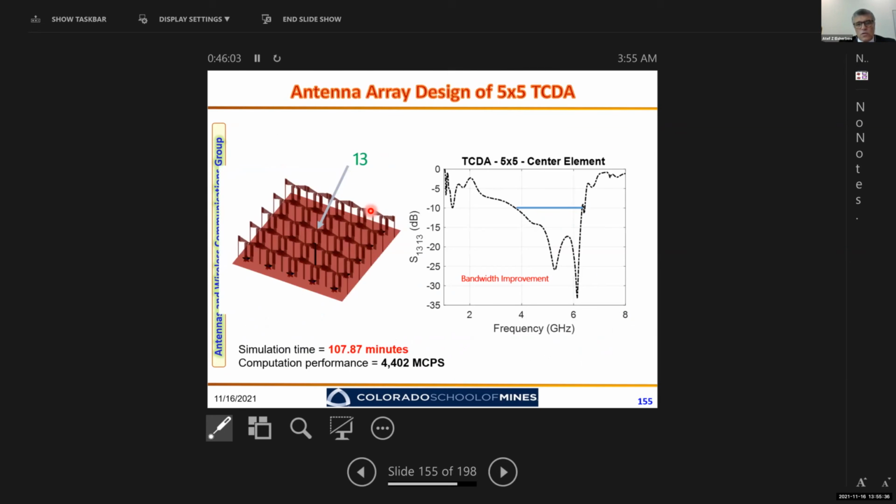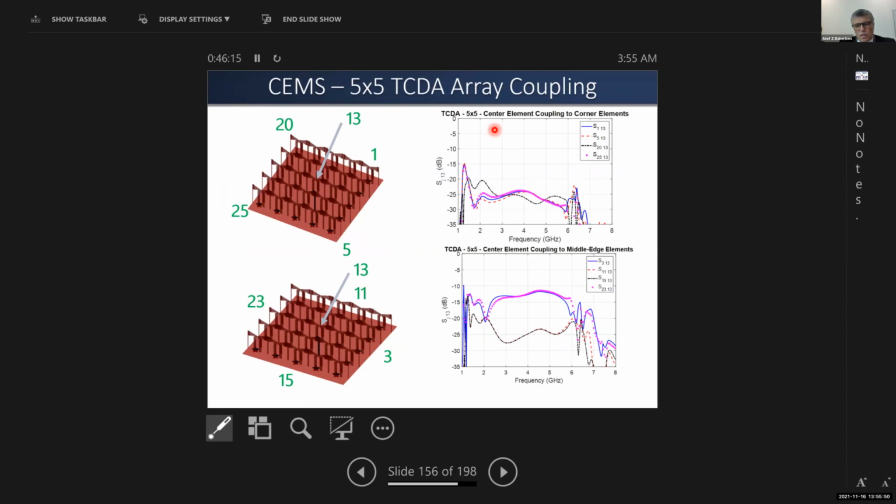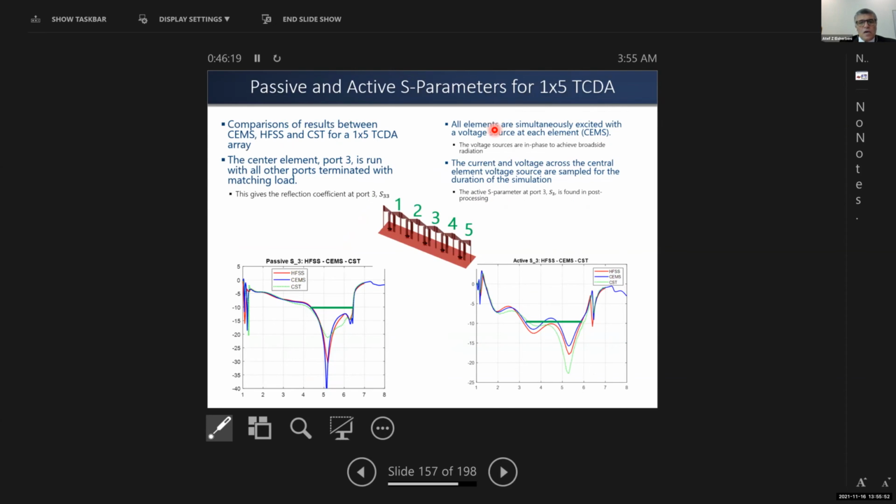The solution is also capable of simulating very, very complicated antenna structures, like the tightly coupled dipole antenna. And here is a 5x5 array, and these are the couplings between all the elements. This is a 5-element linear array. And here is the comparison between SIMS, which is the finite difference time domain package, CST and HFSS for the S parameter as a passive S parameter, or the S parameter as an active S parameter.